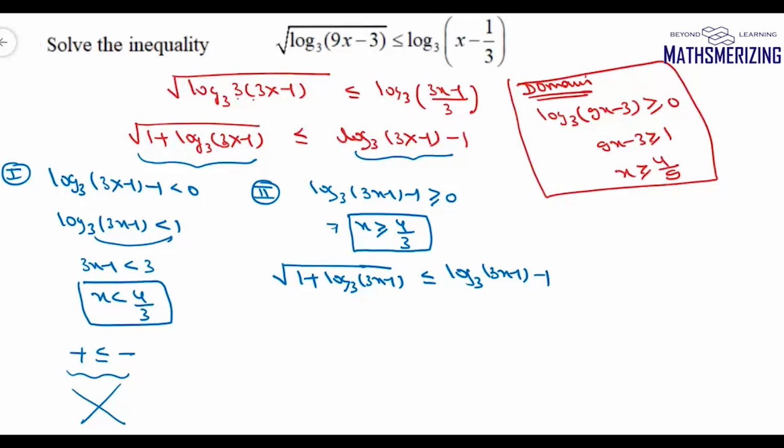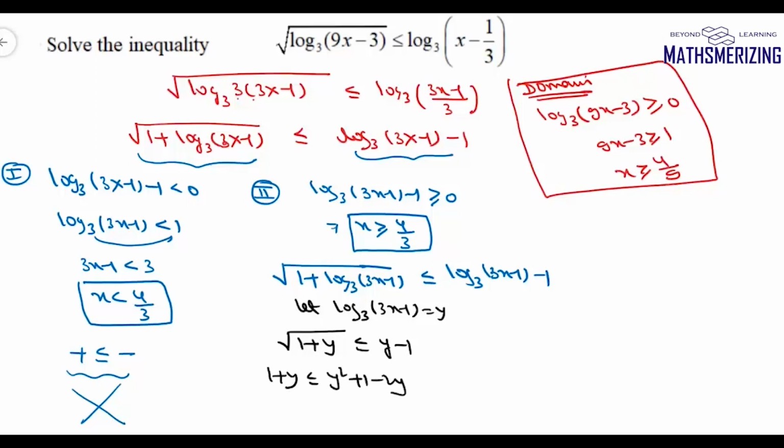So what I'll do is I'll let log 3x minus 1 is y. So I'll write under root of 1 plus y is less than y minus 1. So if I'll square it, I'll get 1 plus y is less than y square plus 1 minus 2y, which is y square minus 3y is greater than or equal to 0.